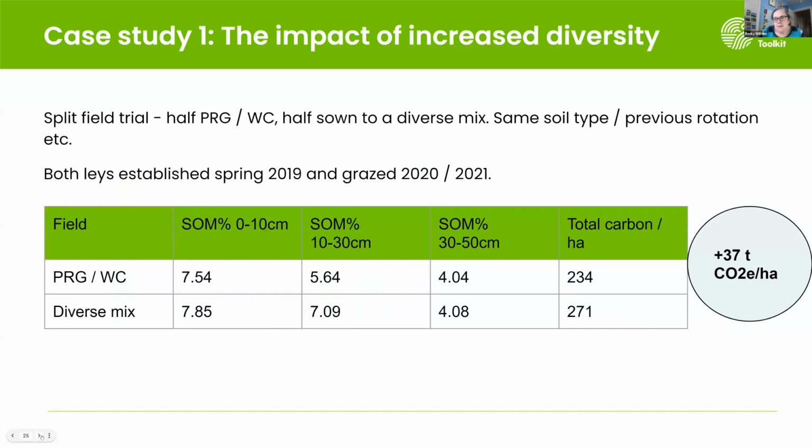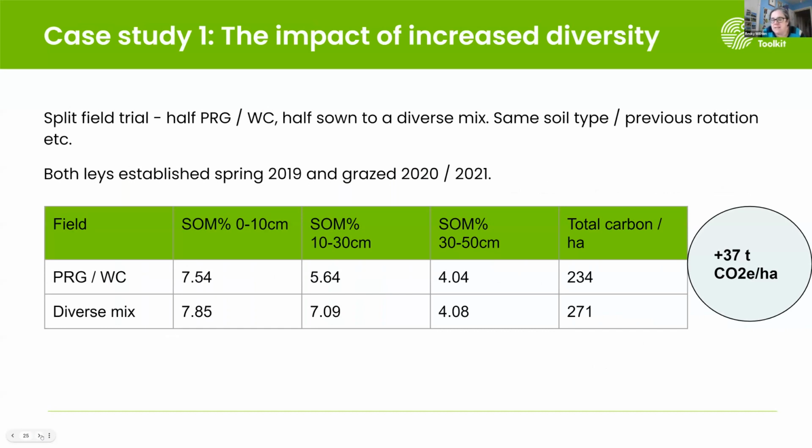Let's look at a couple of those management examples in a little bit more detail. So this is the impact of improving diversity. And this is, again, a split field trial where half of the field was sown to perennial ryegrass and white clover. Half of it had a diverse mix.